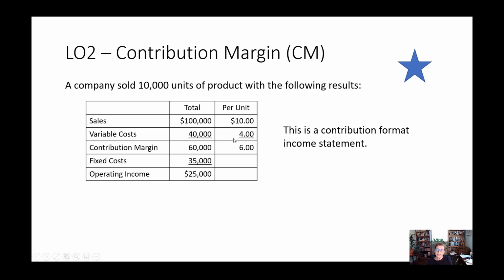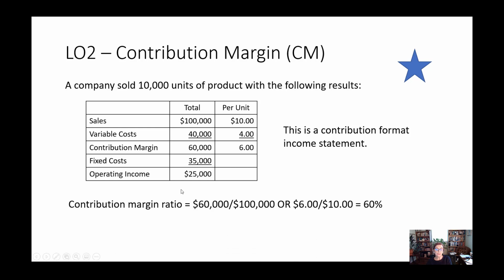Now, in this case, I also showed per unit just so you can see what it looks like. In this case, we're assuming that the company sold 10,000 units of product. And so per unit, it would be $10 selling price, a $4 variable cost, and $6 contribution margin. All right, so this is a new format of income statement. Again, you're going to have to be able to remember that. Now, let's look at the contribution margin ratio here, which remember is either contribution margin divided by sales or contribution margin per unit divided by selling price per unit. So this company's contribution margin is 60%.